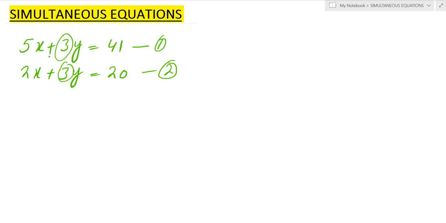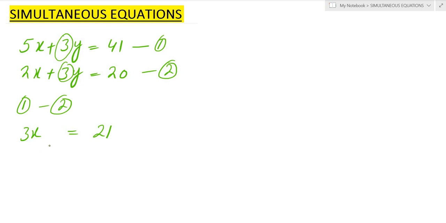Now the next step. Both are plus signs, so it means we can take away. We can take away the second equation from the first one. So I'm going to write it down here: 1 take away 2. Let's start. 5 take away 2 is going to be 3x, and 3 take away 3 is going to be 0, and 41 take away 20 is going to be 21.